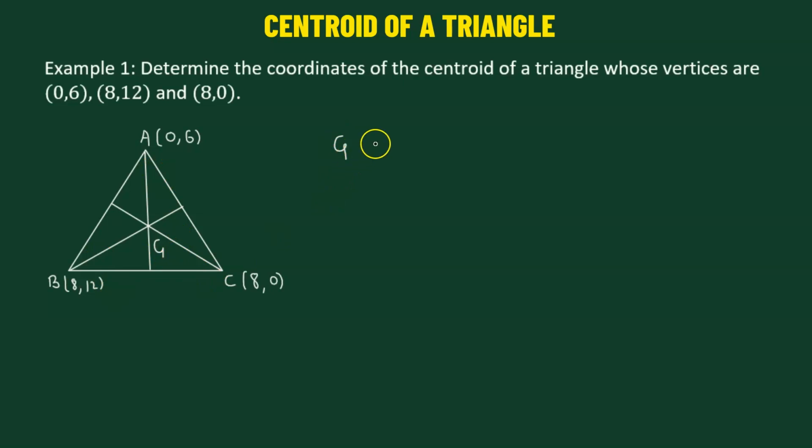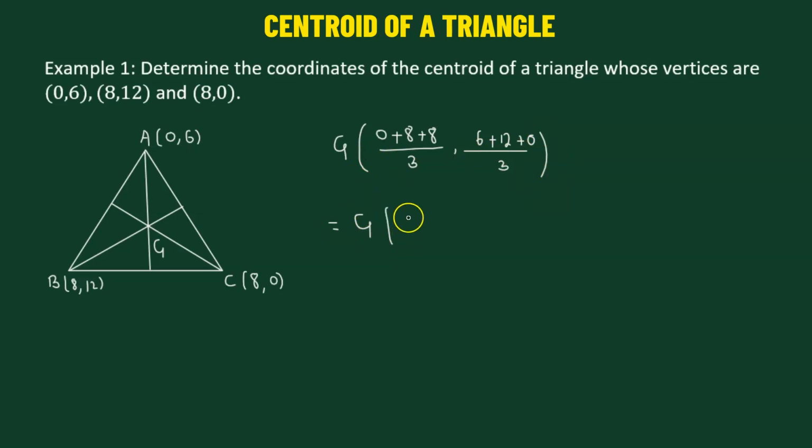Let's suppose G is the centroid of this triangle ABC. Now to find out the coordinates of G, all we have to do is, for the x coordinate, we take the sum of the x coordinates of each of the vertices. So we have 0 plus 8 plus 8, and we're going to divide it by 3. Then for the y coordinate, we're going to sum up all the y coordinates of the vertices. We have 6 plus 12 plus 0 and divided by 3. So that's going to be the coordinate of the centroid.